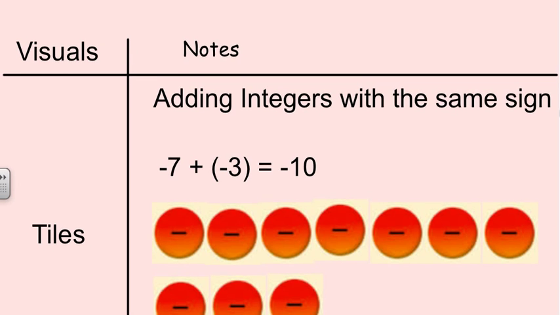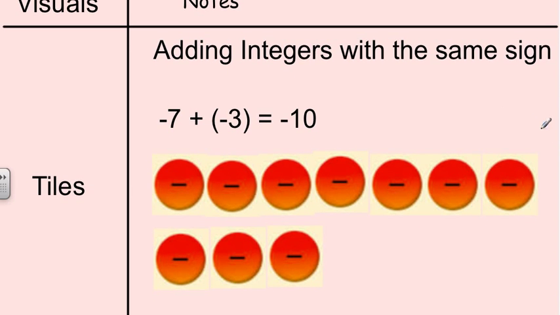All right, so another way that we can look at it is this. If I'm going to add integers with the same sign, I can think of my negative and positive chips, or my negative and positive tiles. I have 7 negatives, 1, 2, 3, 4, 5, 6, 7. I'm going to add in 3 negatives, 1, 2, 3. 7 negatives and 3 more negatives make a total of 10 negatives.